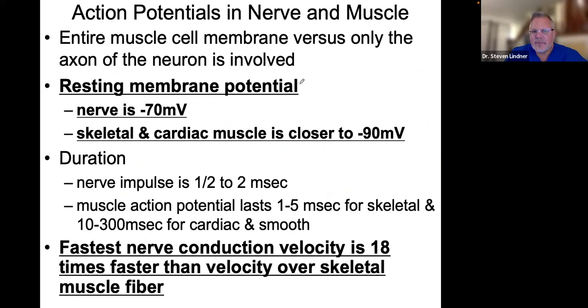The resting membrane potential of a neuron is minus 70 millivolts, but the resting membrane potential of skeletal muscle and cardiac muscle, those are about closer to minus 90 millivolts. So the fastest nerve conduction velocity is 18 times faster than the velocity over skeletal muscle fibers. Nerve fibers are much, much faster to fire. Why? Because they're closer to threshold, right? If you're more negative, you're further away from threshold. Minus 70 is closer to threshold.